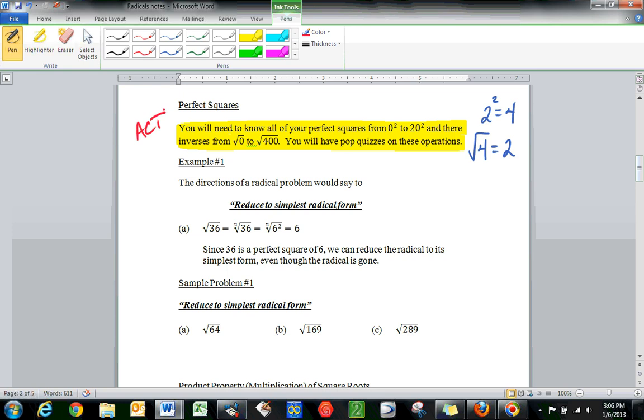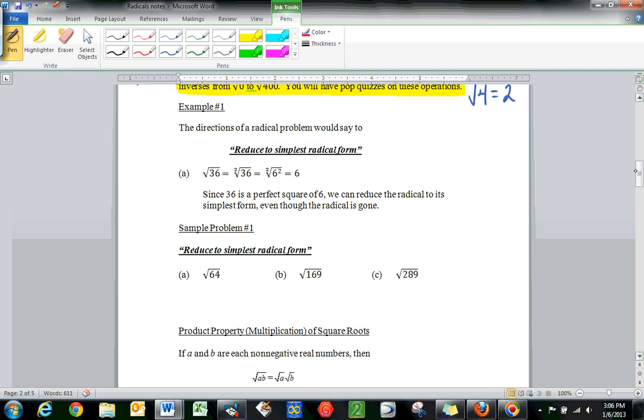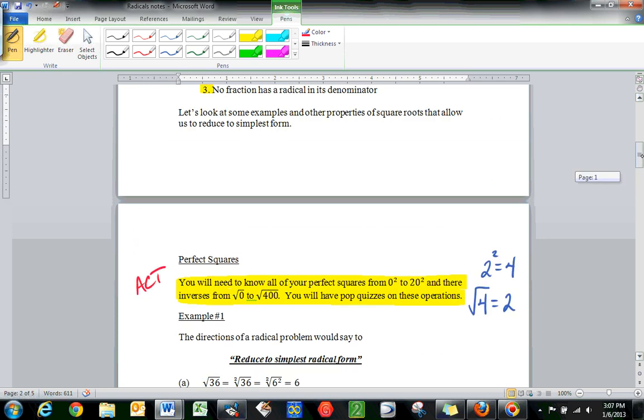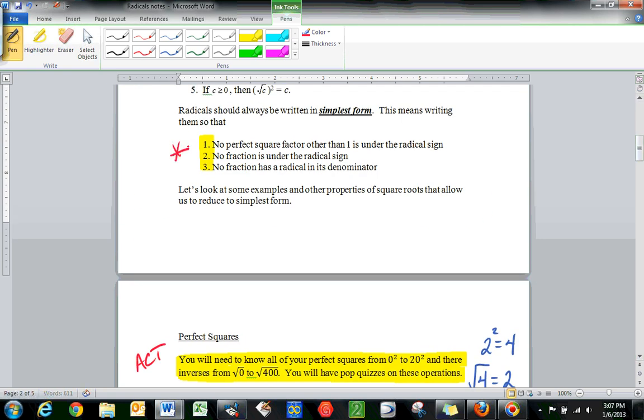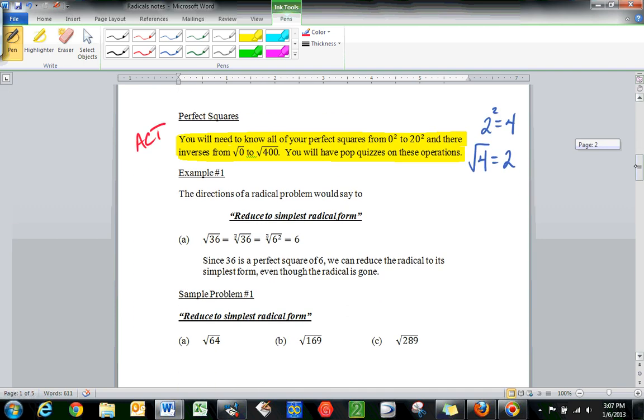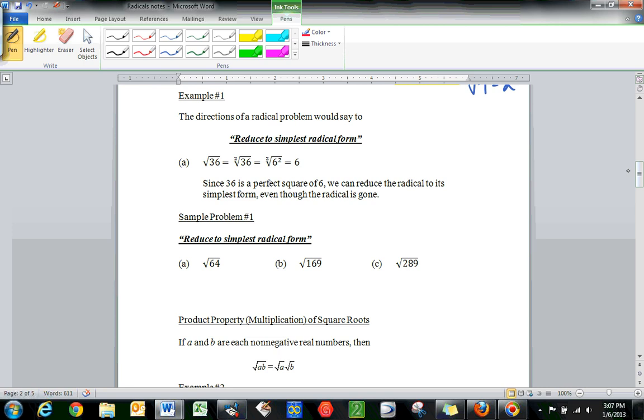Now, let's take a look at a problem that would actually use perfect squares. If the directions told us to reduce to simplest radical form, that means we want to break the radical up and put it in the smallest pieces that we can, according to the rules that we learned up here. So these rules are going to judge whether we've put the radical in simplest radical form. So if we look at the square root of 36, it's an understood 2 for the root.